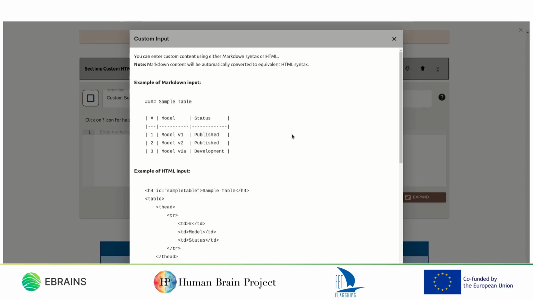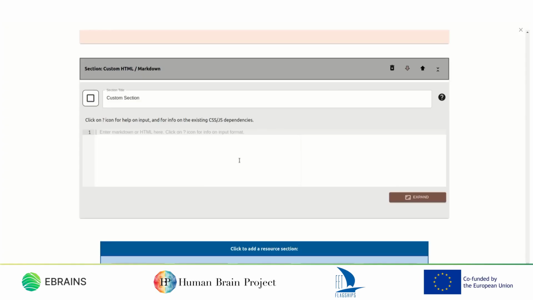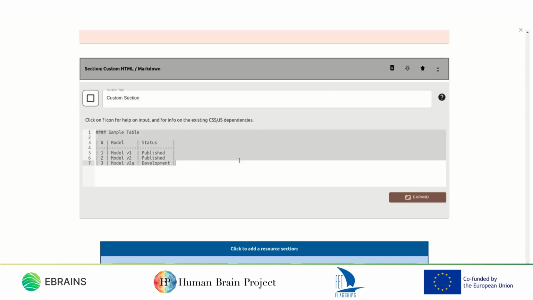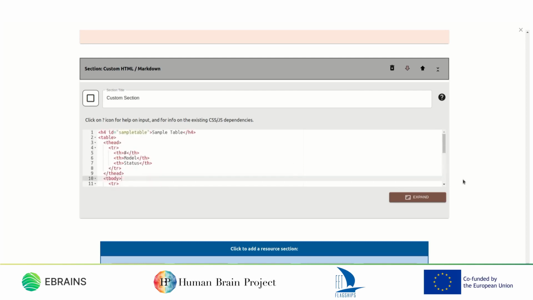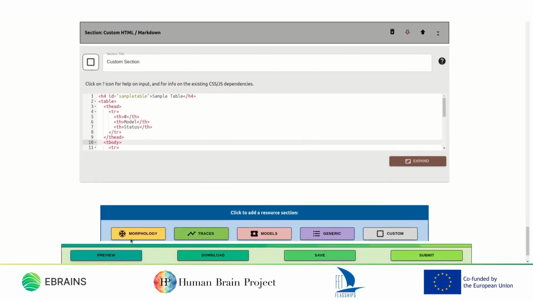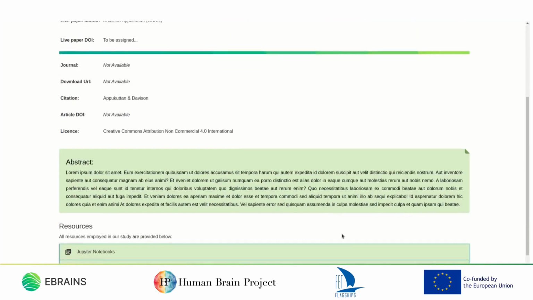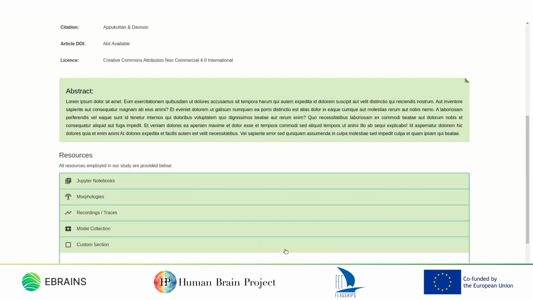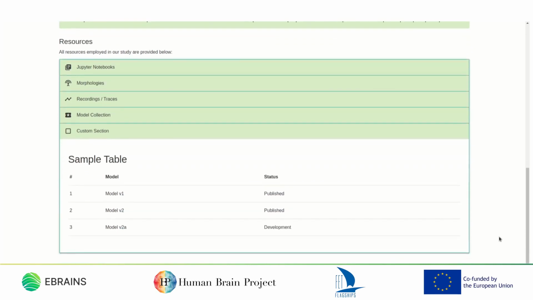Let us try out the examples provided here one by one. So we copy over the Markdown example, paste it into the code editor field, and you see that the code gets auto-indented and formatted. And now let's click on preview and see how this appears. We see that the resource section now additionally contains a custom section, which contains the Markdown table as intended.